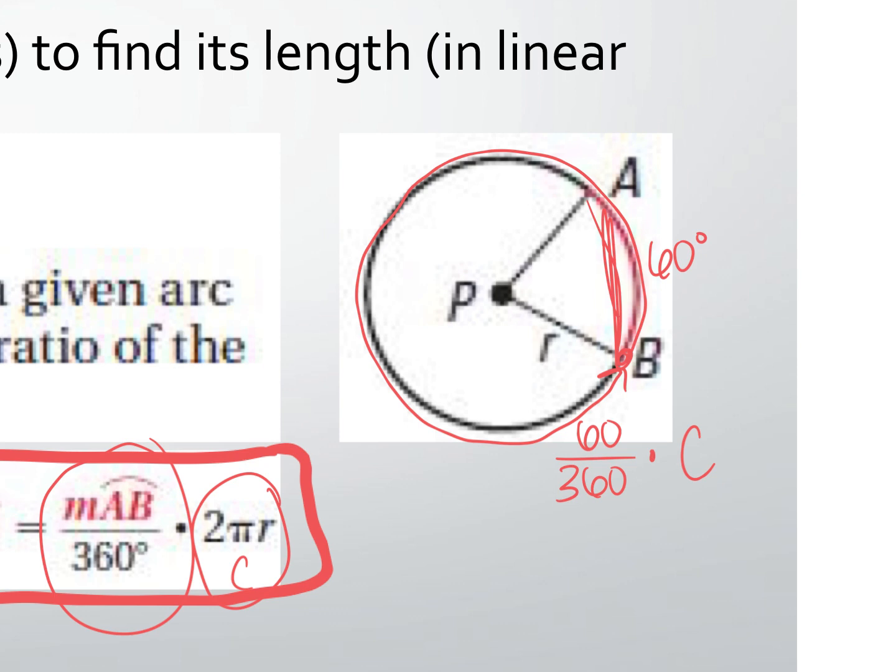You'll have to figure it out. So it'll give you the radius so you can find it. Find the circumference first, and then multiply it by the ratio. Yeah, go ahead. What other questions do we have so far? Okay, I promise it'll make a little bit more sense when we do some examples.